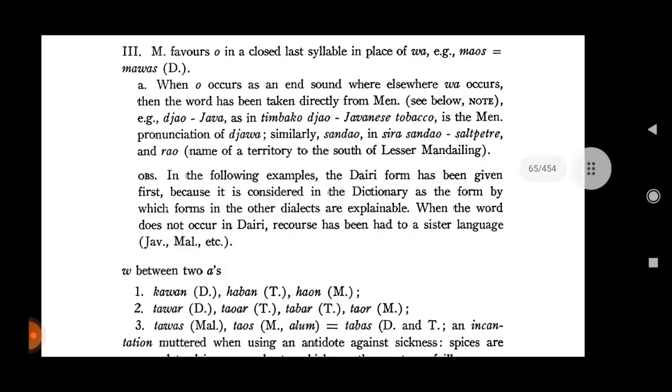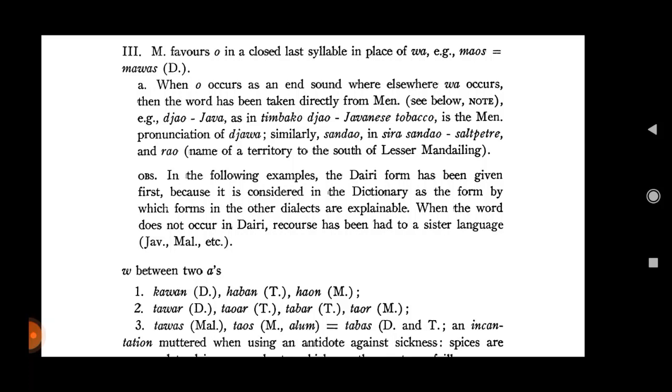3. Emphasis O in a closed syllable in place of wa, e.g. maos, mawas, Dairi. When O occurs as an N sound, the word has been taken directly from Malay. See below the note. E.g. Java, as in Dimbaco Jao, Javanese tobacco, is the main pronunciation of Jawa. Similarly Sandau is in Sira Sandau, saltpeter, and Rao is the name of the territory to the south of Lesser Mandailing.